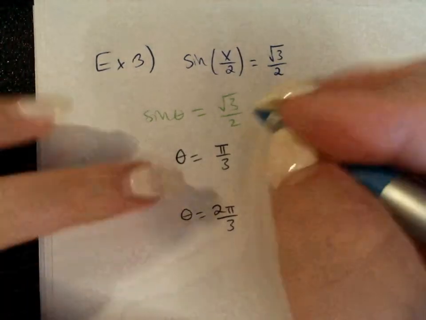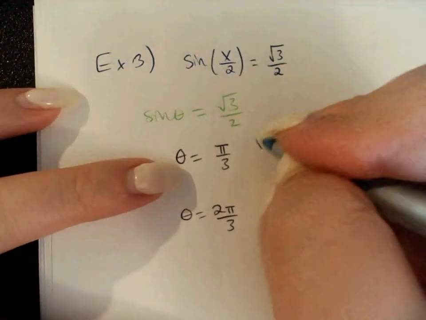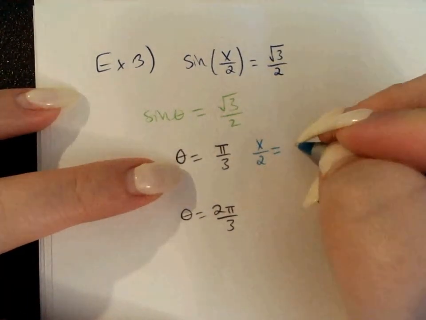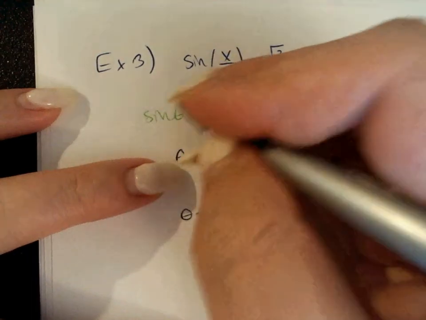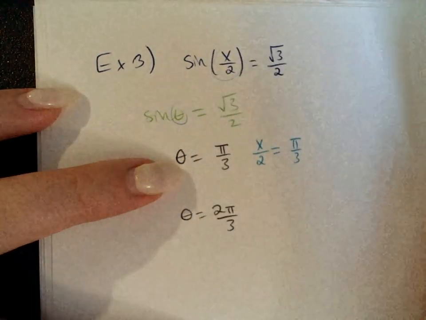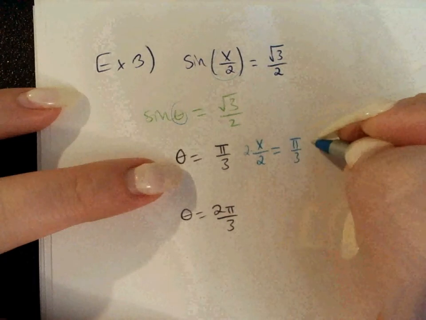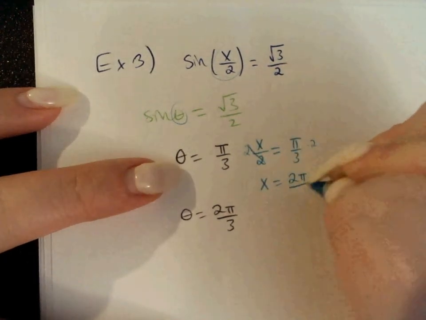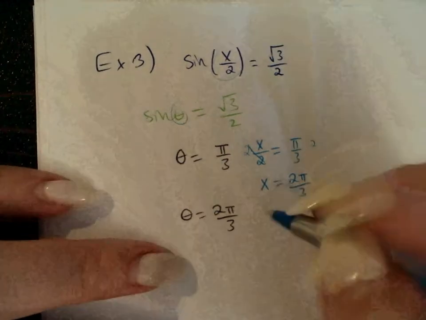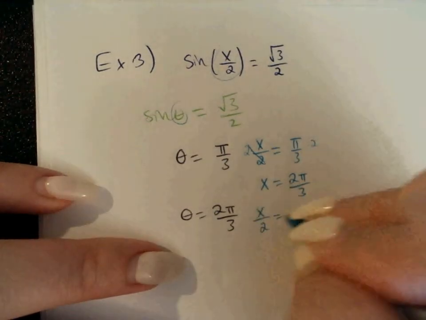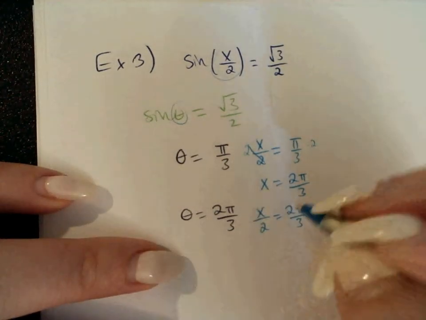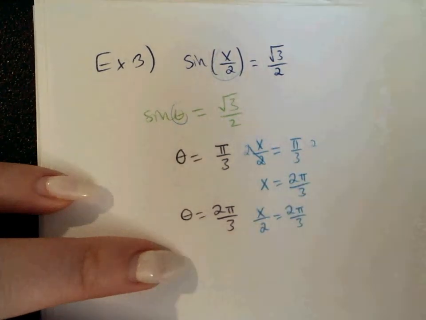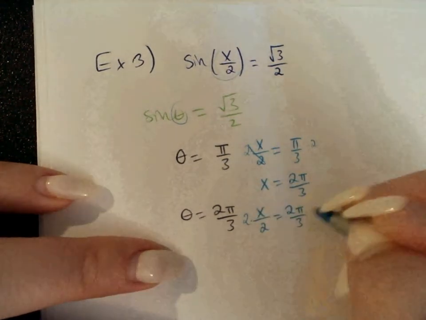Alright, but what we need to do is instead of theta, we need to remember that it's actually x divided by 2. So when x divided by 2 equals pi over 3, because theta is x divided by 2, we're going to multiply both sides by 2, and we see one of our answers is 2 pi over 3. Okay, cool. Then I'm going to set x over 2 equal to 2 pi over 3. I'm going to multiply both sides by 2.